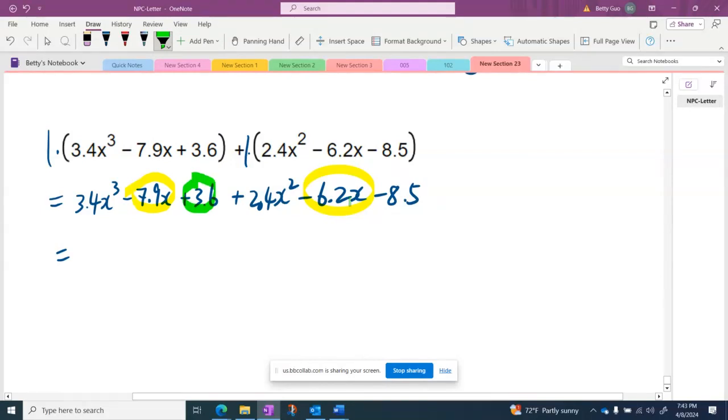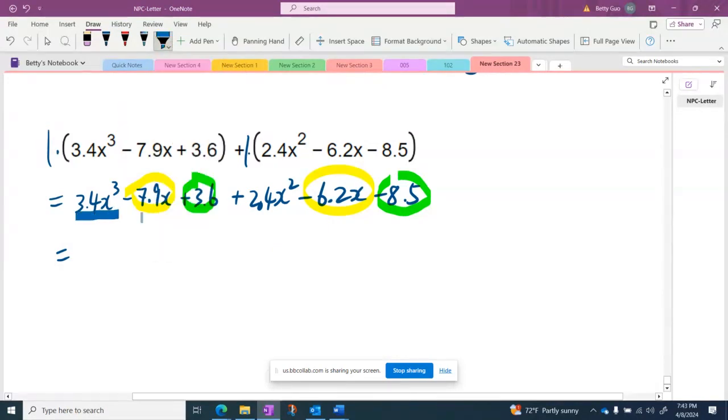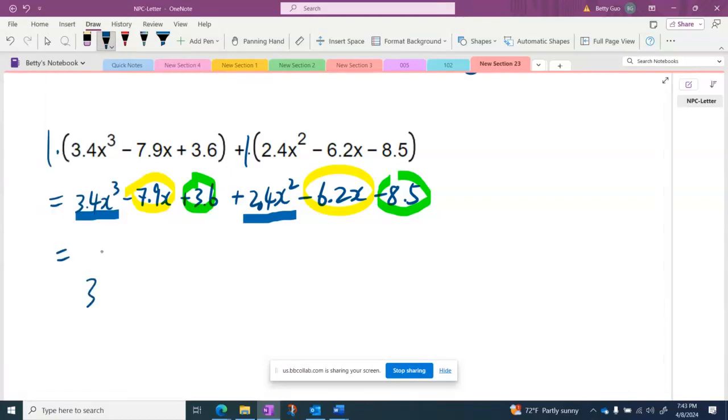And this constant, they are like terms. And the other two terms, this one and this one, they are not like terms. They are just by themselves, just to keep them there. All right. So we have 3.4x cubed plus 2.4x squared.